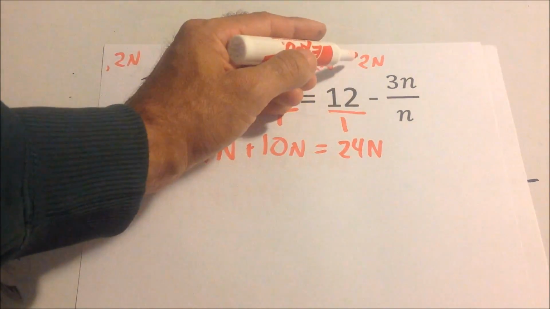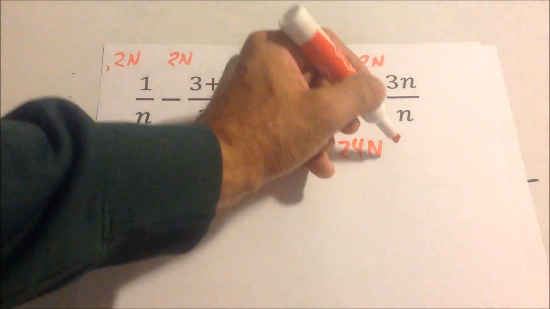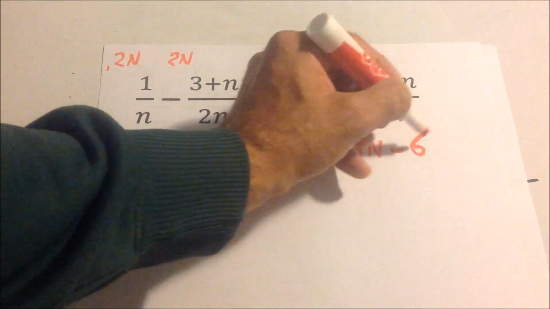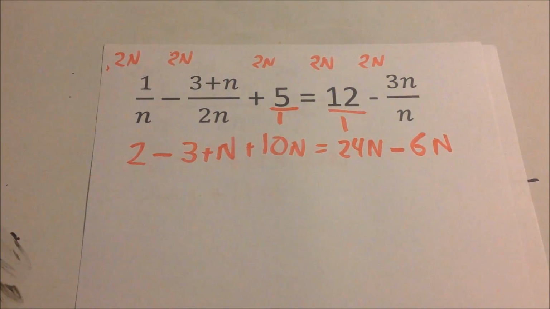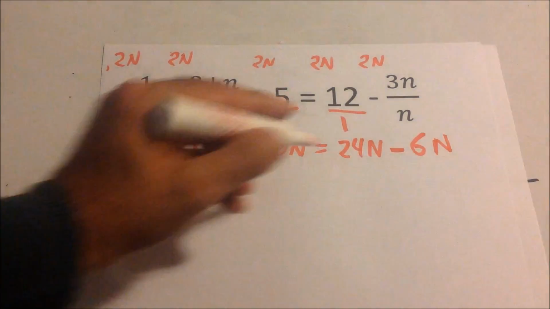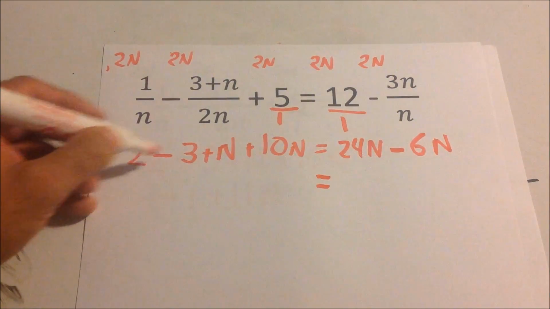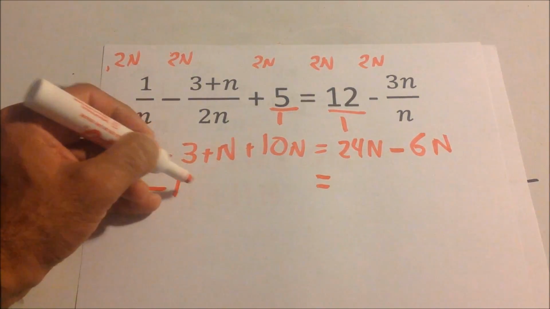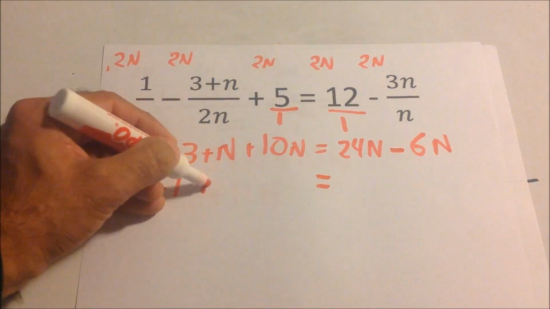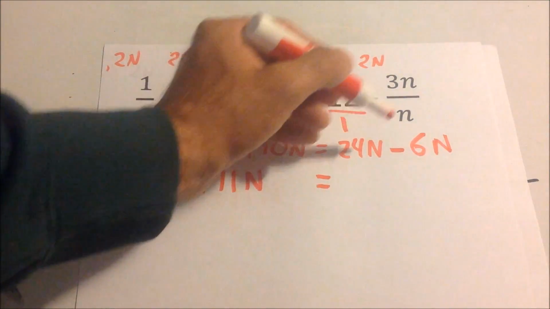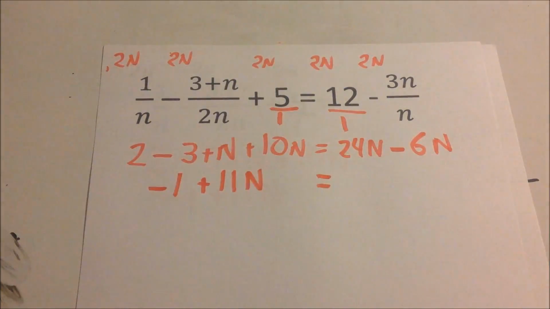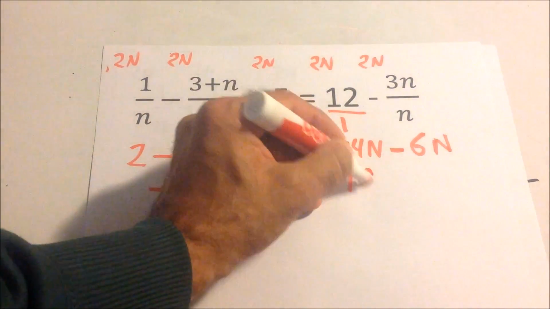n goes into 2n twice. 2 times 3, we have a minus here. Remember that is 6n. So here's our equation. We can combine like terms. Let's do that before we start solving the equation. So we have a 2 minus 3. Again, it's minus 1. We know an n plus 10n is 11n. 24n minus 6n, we can combine them. That'll be 18n.